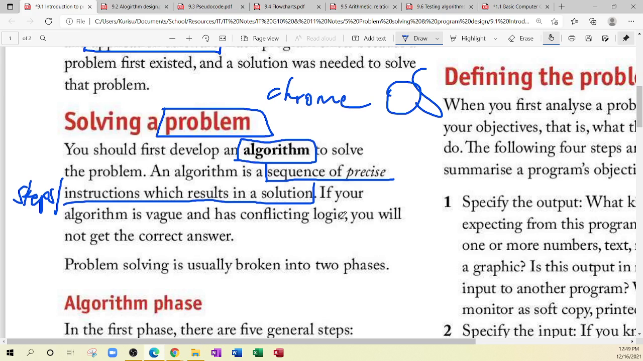I just remembered an example I used to use. Listen to this example here. Now, you're at home. All of you are at home right now. You're hungry. There's no food in the house. And you want something to eat.